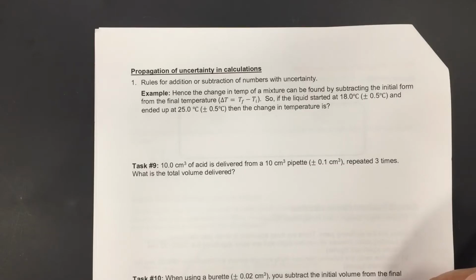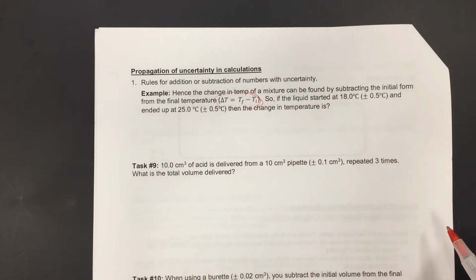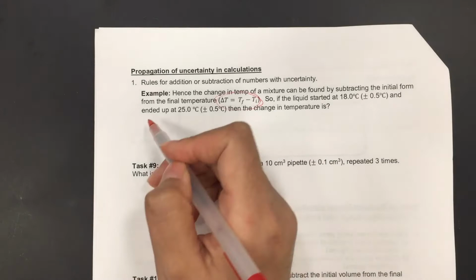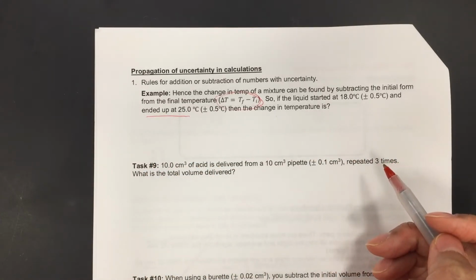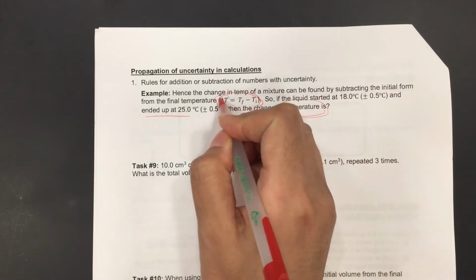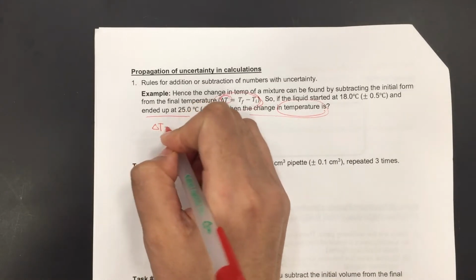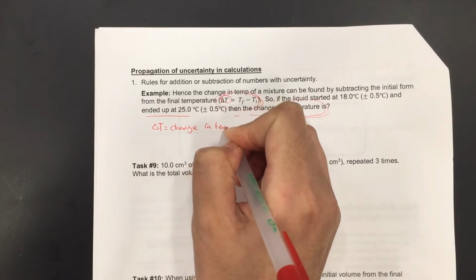Hence the change in temperature of a mixture can be found by subtracting the initial from the final temperature. Okay, so this is the formula for calculating the temperature. So if the liquid started at 18 degrees Celsius plus minus 0.5 degrees Celsius and ended up at 25.0 degrees Celsius plus minus 0.5 degrees Celsius, then the change in temperature is... So it's asking to find the change in temperature. Okay, delta T stands for change in temperature.